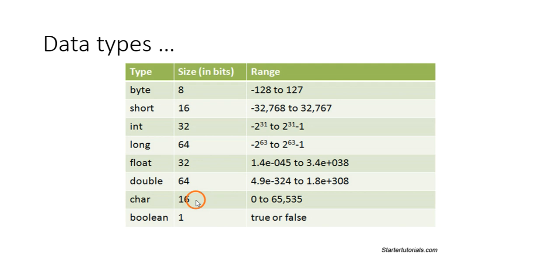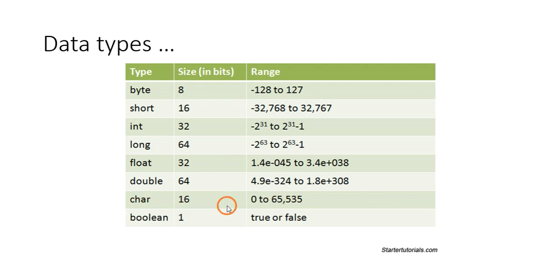People who are coming from C and C++ background know that in C and C++, char takes only 1 byte memory, that is 8 bits. But in Java, a character takes 16 bits, that is 2 bytes. And Boolean takes only one bit, either 0 or 1. 0 means false, 1 means true. On the right hand side the range of each type is mentioned, the range of values that particular type can hold.